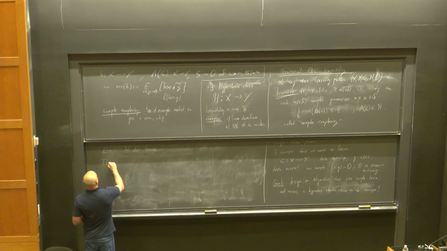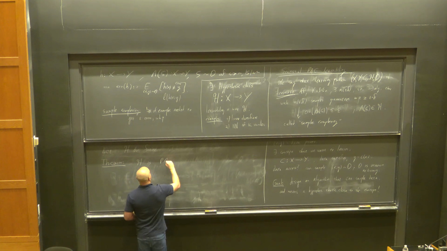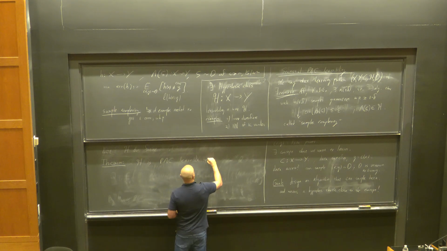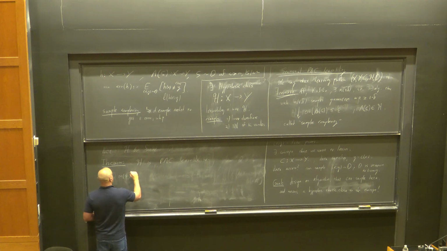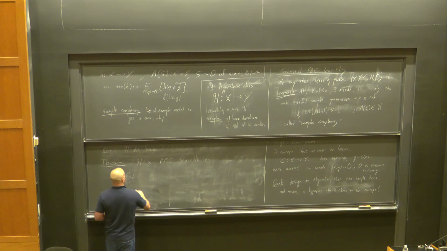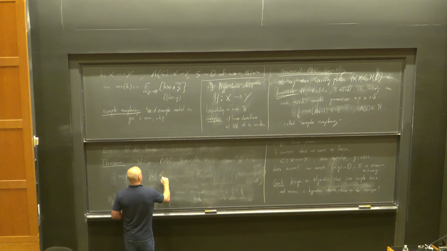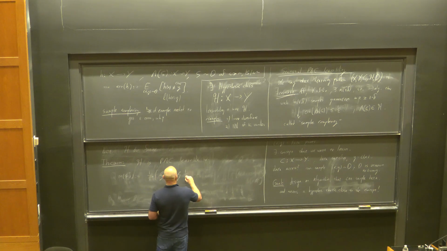Theorem. H is PAC learnable with M of epsilon, delta being 1 over epsilon squared times log of H plus log of 1 over delta.